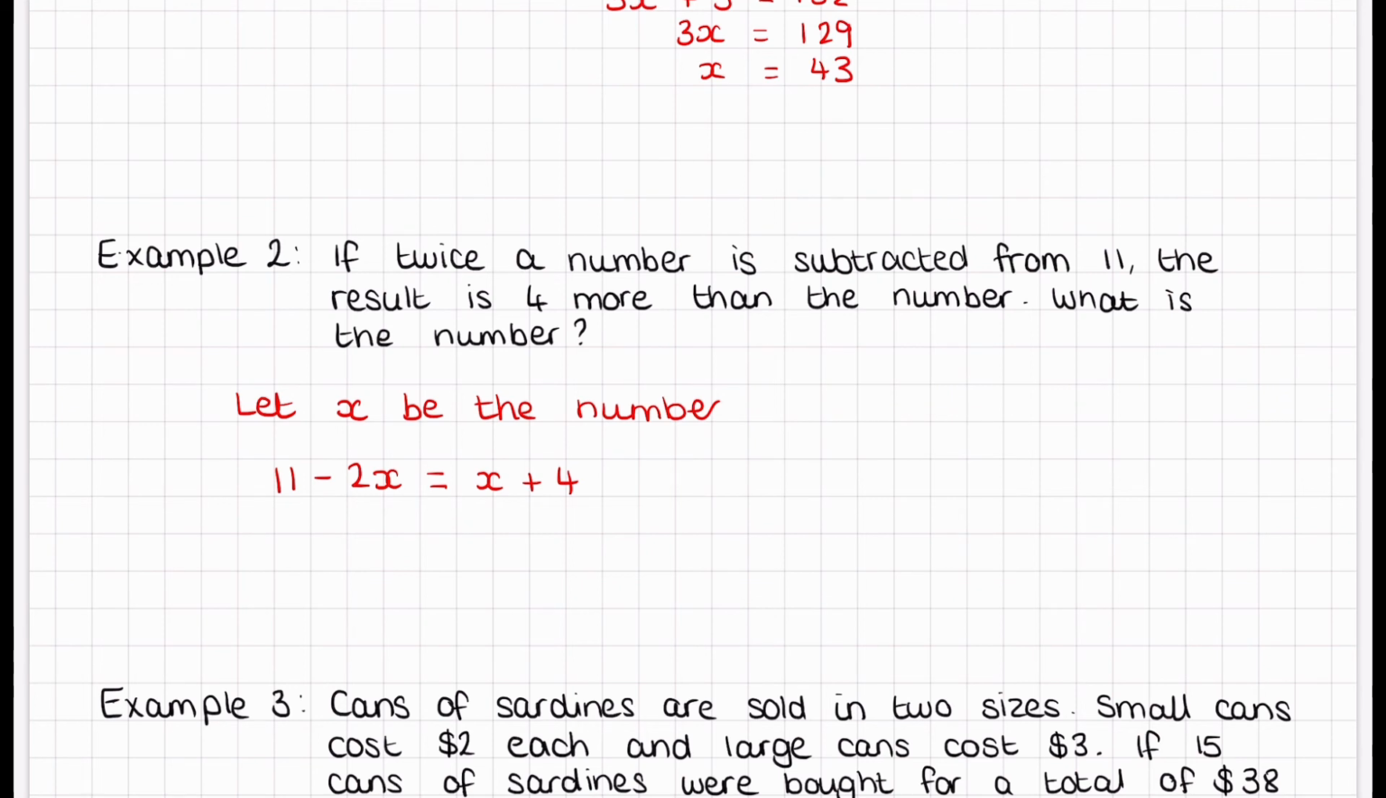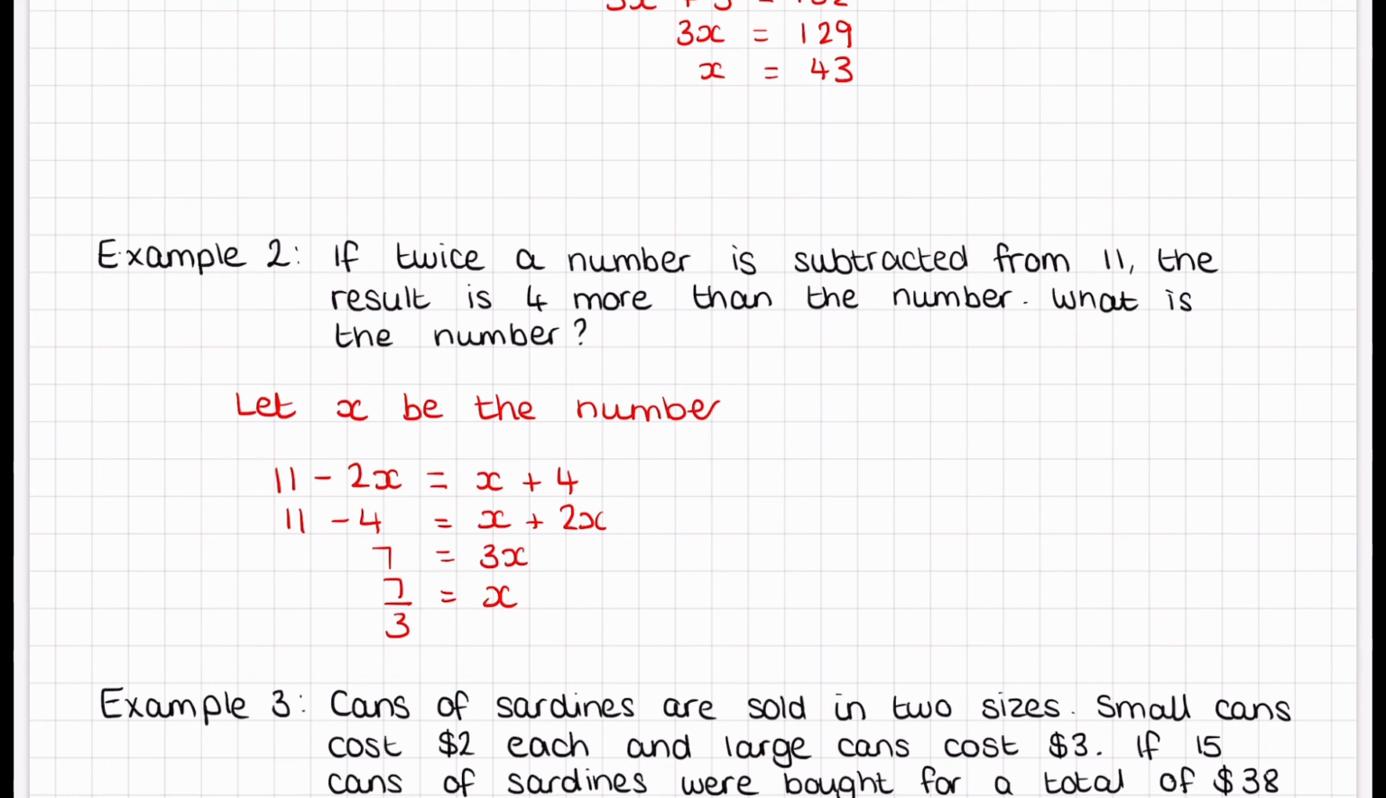Now we just solve it. So take all the x's to one side and all the non-x's to the other. So we'd have 11 minus 4 equals x plus 2x. So it'd be 7 equals 3x. Divide by 3, so x equals 7/3.